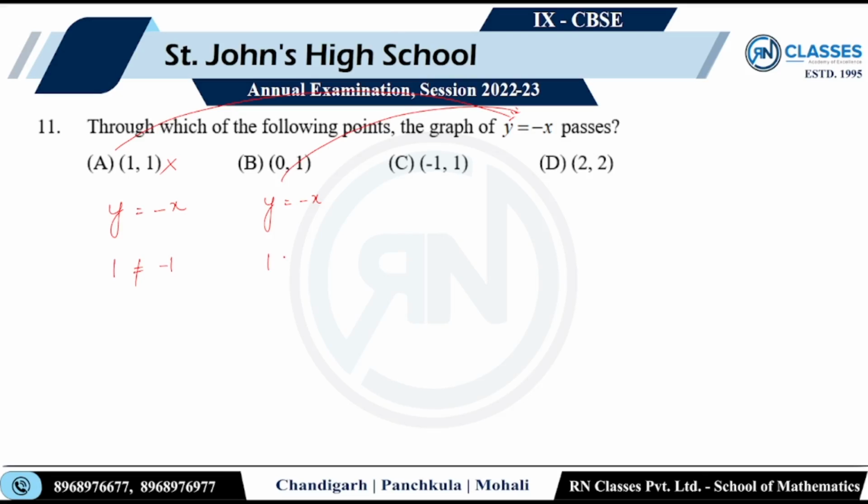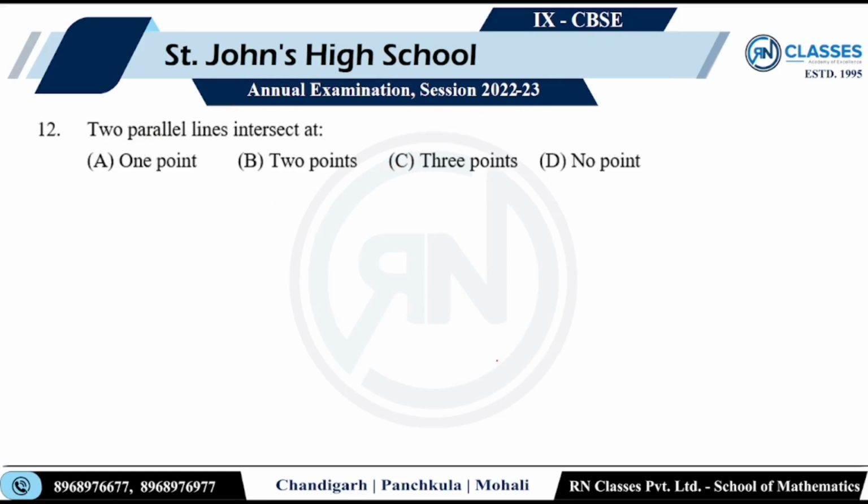यहां पे पुट करते हैं y is equal to -x में. Y is equal to 1, x is equal to 0. क्या ये इक्वल हो सकते हैं? एब्सोल्युटली नॉट. y is equal to -x में पुट करके देखते हैं. y की जगह 1, x की जगह -1, which will be 1 is equal to 1. Equality आ गई, means C part is the right choice.